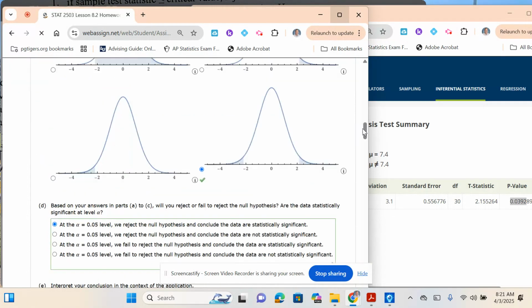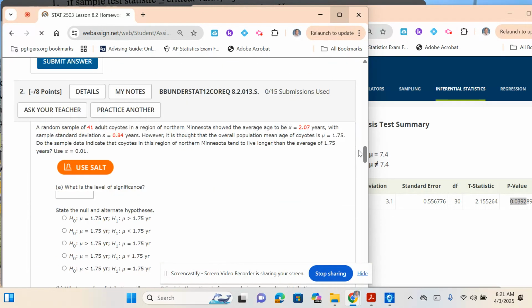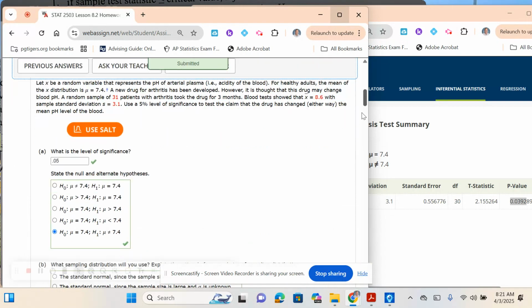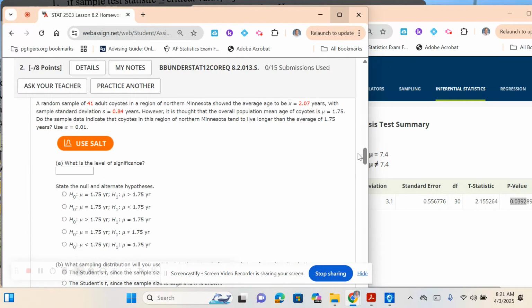All right. Number 2. A random sample of 41 adult coyotes in a region of northern Minnesota has an average age of 2.07 years with a sample standard deviation of 0.84 years. However, it's thought that the overall population mean age is 1.75. Does the sample data indicate the coyotes in the region tend to live longer than the average of 1.75 years? Use alpha 0.01. What's your level of significance?